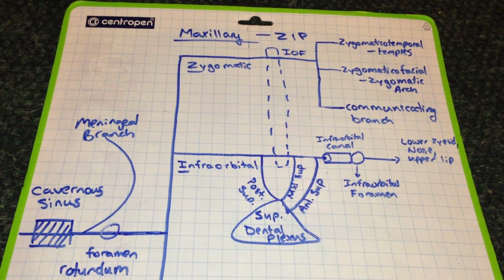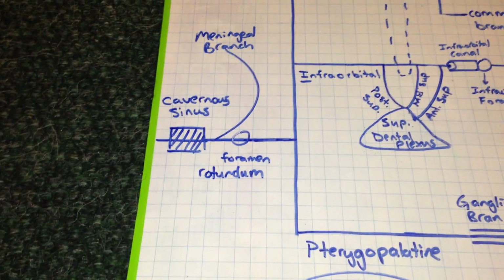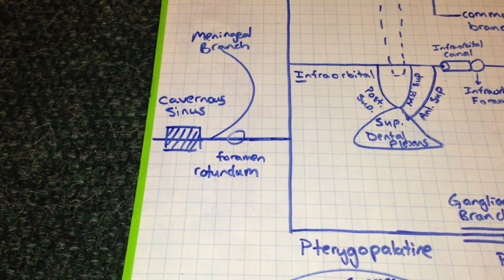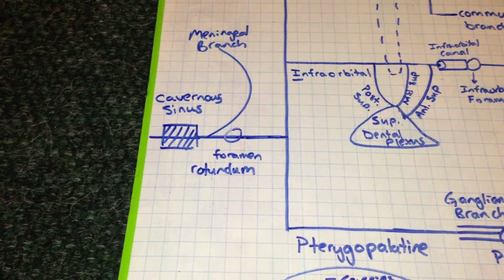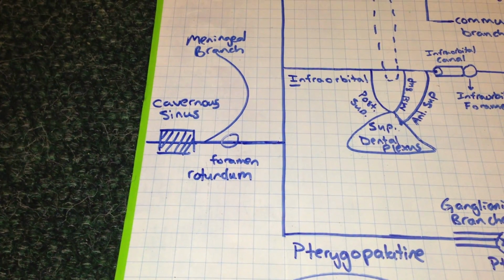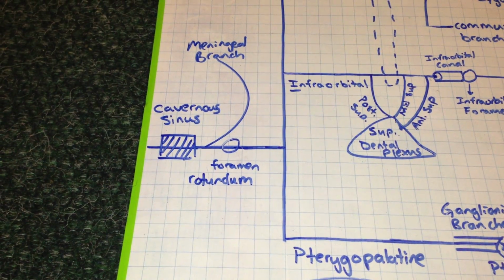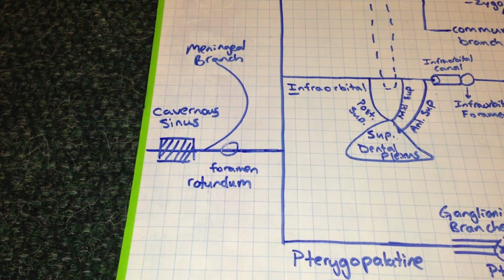nerve very quickly. Okay, now, as I have said earlier, time and time again, each branch of the trigeminal nerve passes through the cavernous sinus. Now, in the case of the maxillary nerve, it's going to give off the meningeal branch, okay, and then it's going to enter the foramen rotundum, okay.